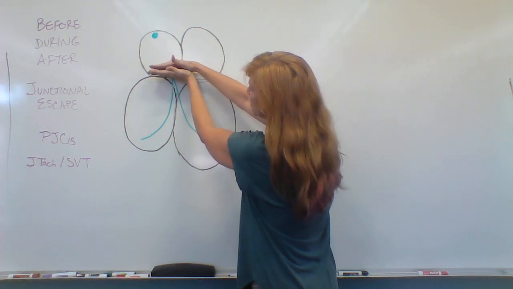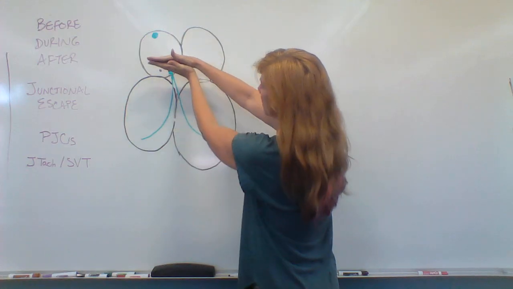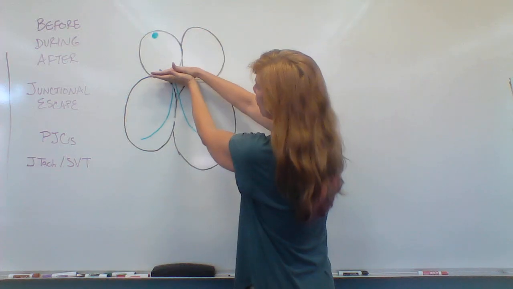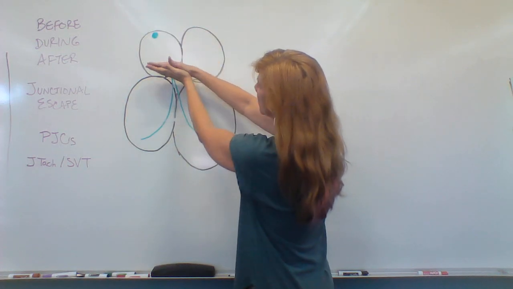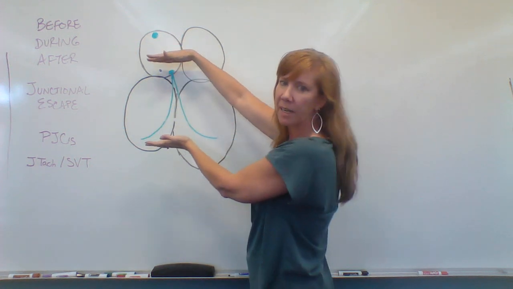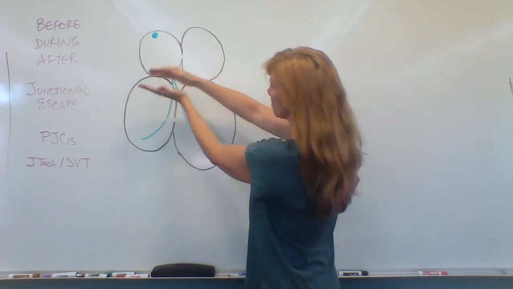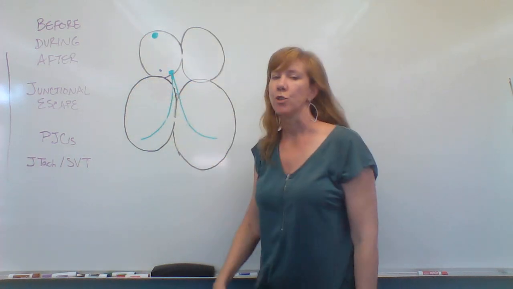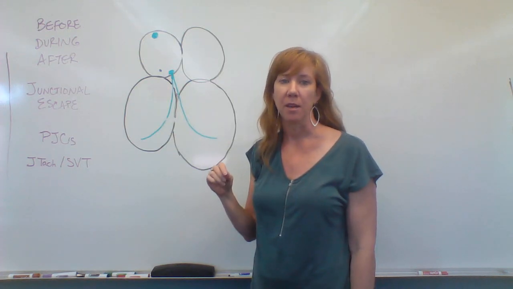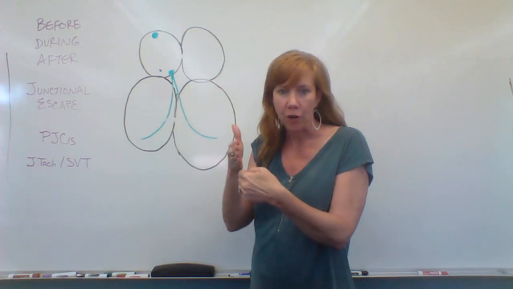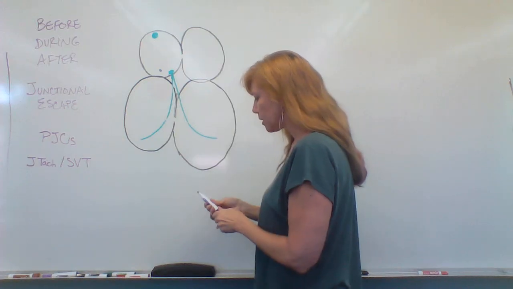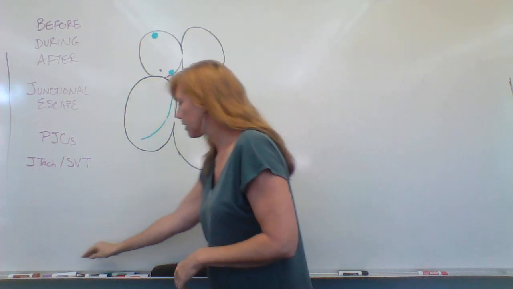So it could depolarize the ventricles first, like boom, boom, boom. But it has a shorter distance to go to the atria. So maybe the atria first, boom, boom, boom. Or maybe it'll be simultaneous. So there's three possible looks to a junctional beat. The P wave could be before the QRS, during the QRS, or after the QRS. So let's see what that would look like in each case.